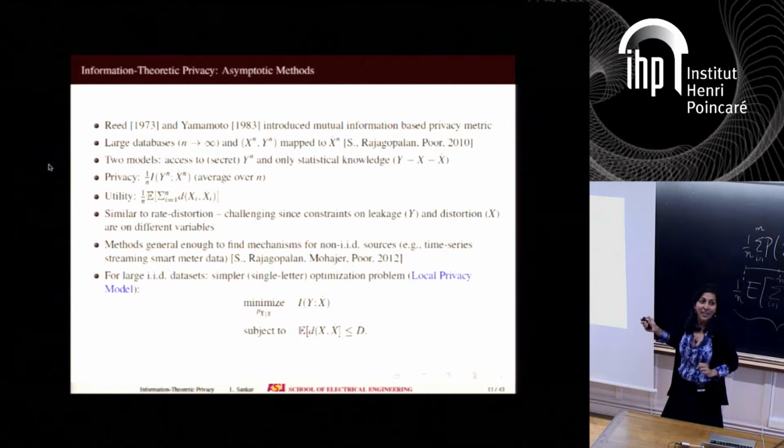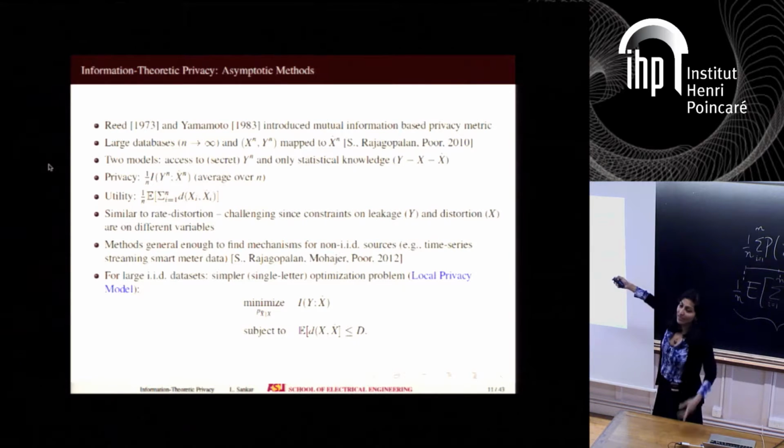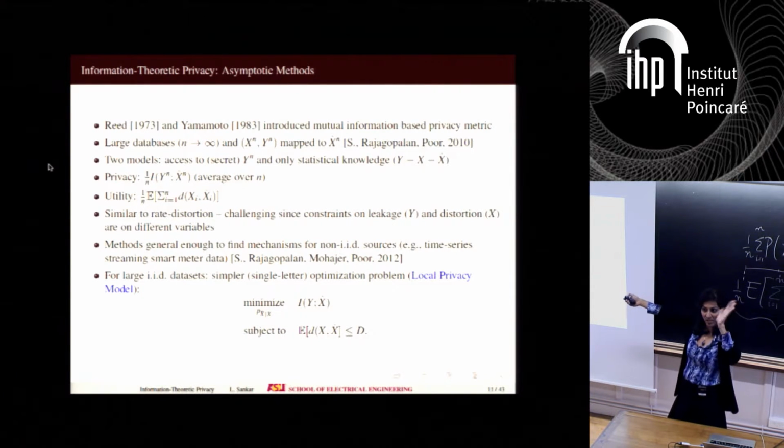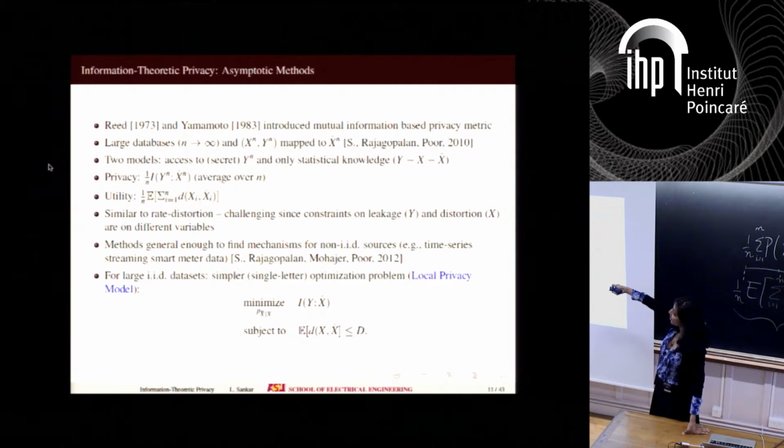Thanks. Okay, thanks. I was going to get to that after this. So the utility is this sum of the distortions.